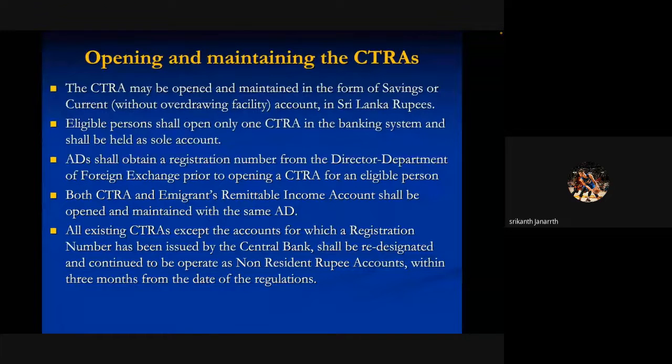Then you can also see the AD shall be operated, then both CTRA. Now once you open the CTRA, the central bank says there's a new account we are going to study, the Immigrant Remittable Income Account. You call it ERIA, Immigrant Remittable Income Account. It also should be opened with the same AD. So you should know, the moment you open a CTRA, let's say you open a CTRA with Bank of Ceylon, and you have other Rupee accounts with other banks. The moment Bank of Ceylon opens the CTRA account with the registration of the central bank, if you decide you need to open an ERIA, Immigrant Remittable Income, that is only required then.